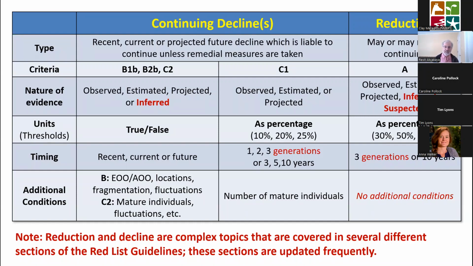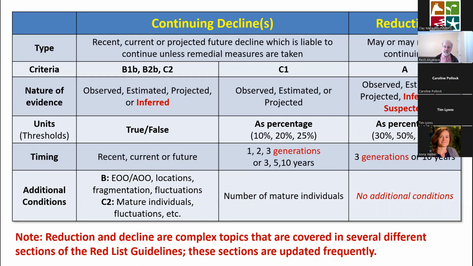Now, continuing decline is continuing, obviously, that's what it says, but actually future projected decline is considered to be continuing decline as well. Now, it's very important that there are 2 different versions of continuing decline in the criteria. One is called estimated continuing decline and used only under criterion C1, and the other, continuing decline, is used in criteria B or C, B or C2.